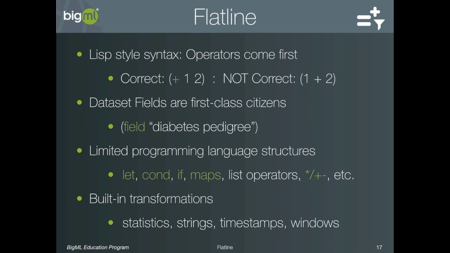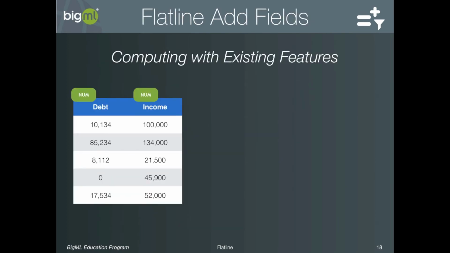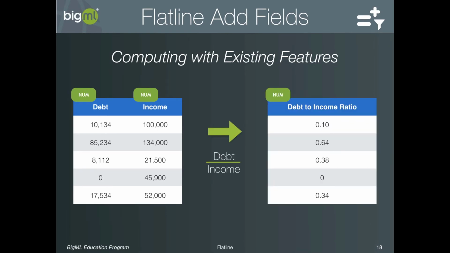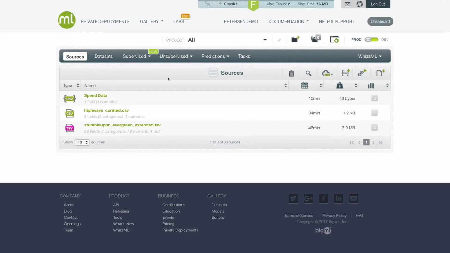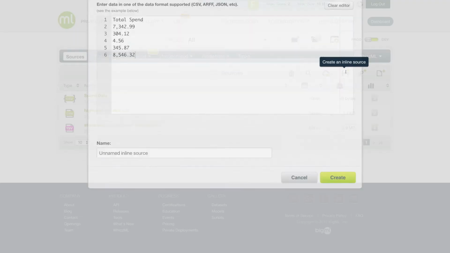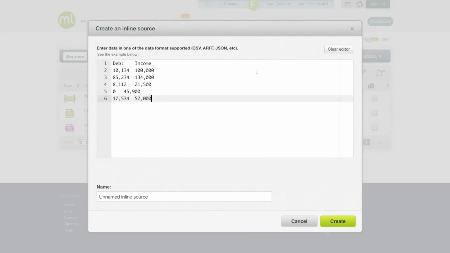It might be easiest to learn by example, so let's jump right in. In this data sample, we have the debt and income for several loan applicants. However, we have an intuition that the debt-to-income ratio will be more useful in predicting the credit risk, and so we would like to add this feature to our dataset. Again, we will use an inline source and just paste in those values directly from the slide.